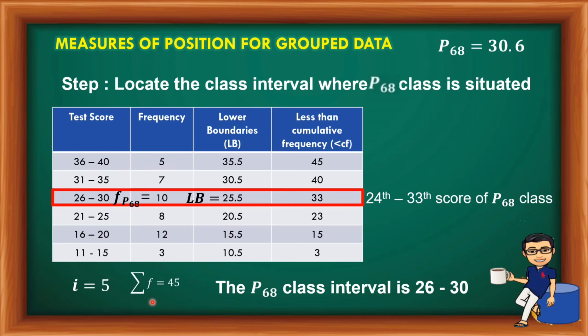Then, the summation of the frequency is 45, or N is 45. Siyempre, ang cumulative frequency below ay 23 kasi ito yung ating class. So, below that ay 23. So, ang mga given natin: N is 45, galing dito sa summation of f. Cumulative frequency below, which is 23. We have the frequency of the percentile class, which is 10, dito galing. Then the lower boundary is 25 and 5/10. Then interval is 5. So, applying all of that information sa ating formula.